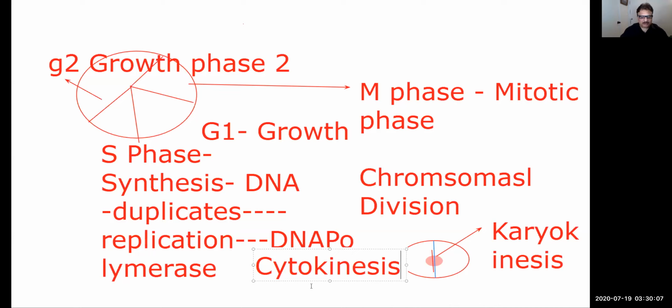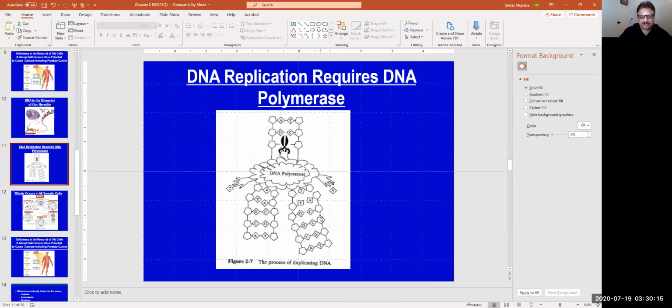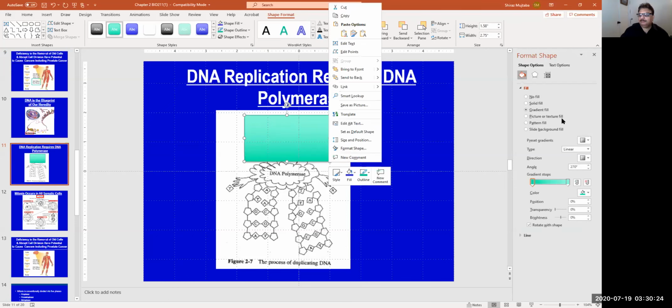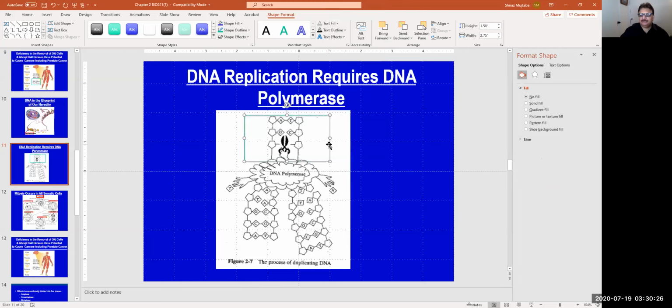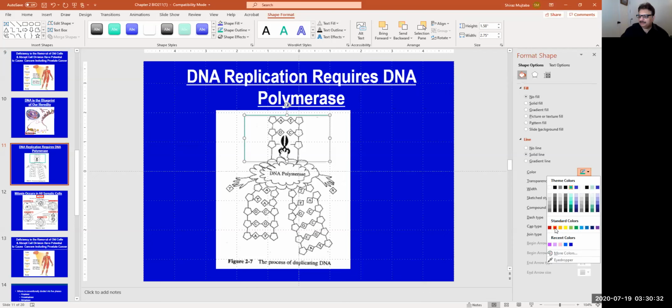Now, I want to go back to the slide and show you how DNA replication takes place. What you're seeing here is a parent DNA that has to divide. But before division, the DNA has to duplicate because the daughter cells have to receive an equal number of chromosomes or DNA.